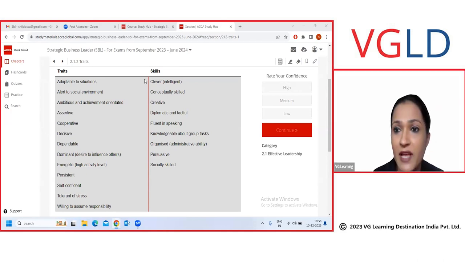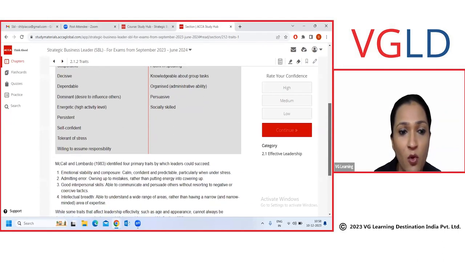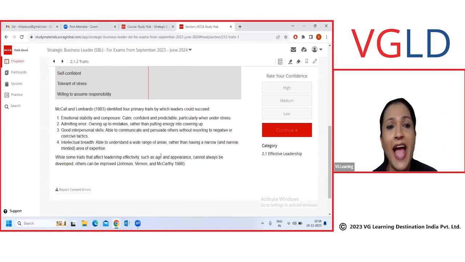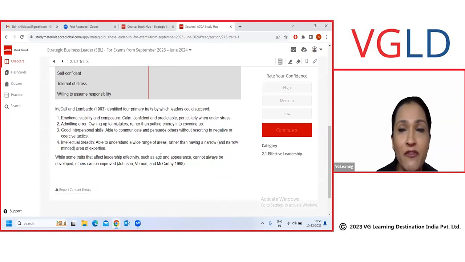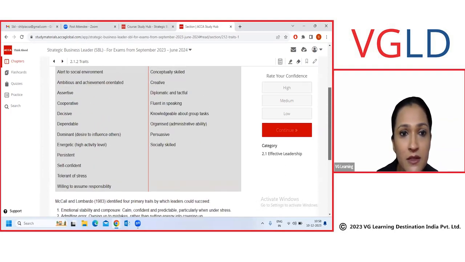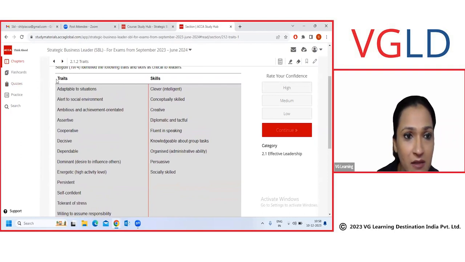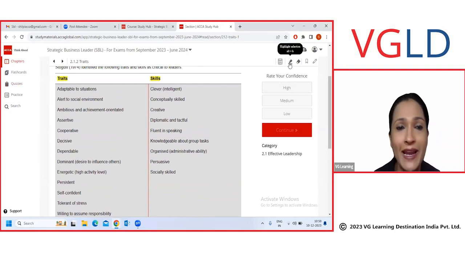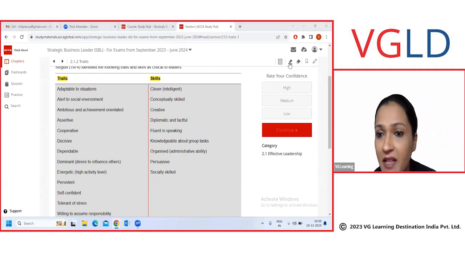So that's wonderful that everybody's read through it and there are no doubts. Now, if I try to categorize it apart from this list here, I'm just going to highlight this list because these are some of the common traits and skills you can commonly identify in all the leaders. Yes, Anand, please ask.